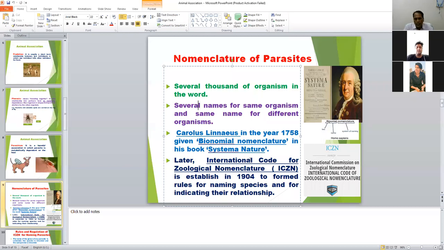But later on, in 1944, the International Commission on Zoological Nomenclature established the International Code of Zoological Nomenclature (ICZN) for naming of the species and indicating their relationships. Some organisms have relationships that binomial nomenclature does not differentiate. So later on, the International Code of Zoological Nomenclature was made as a guideline for naming animal parasites or animal species. That is in short ICZN.